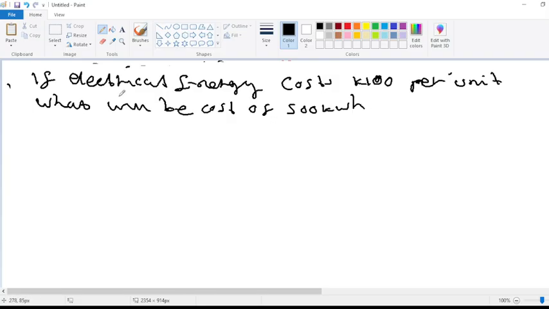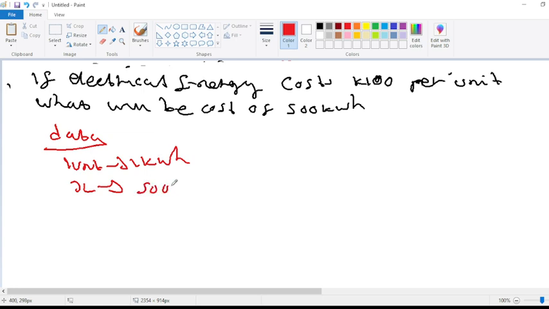Let's first start by collecting the data. You've been given the units: 1 unit is equal to 1 kilowatt hour. Then 500 kilowatt hours. How many units there? We don't know. We have 500 kilowatt hours. Then what we can do is cross multiply. So x is equal to 500 kilowatt hours, because this is what we want to know now: what will be the cost of 500 kilowatt hours? We want the money here. If electrical energy costs 100 kwacha per unit, then what will be the cost of 500 kilowatt hours?